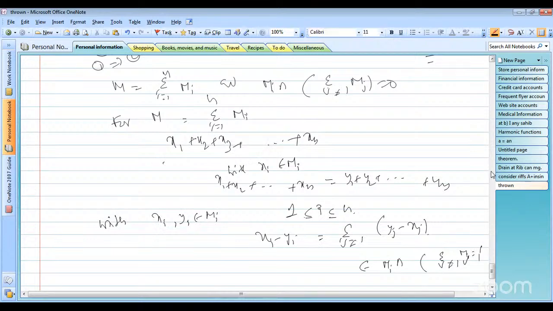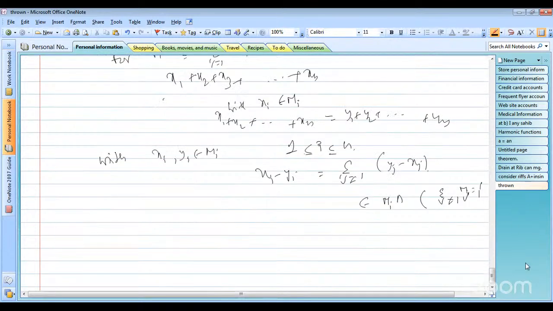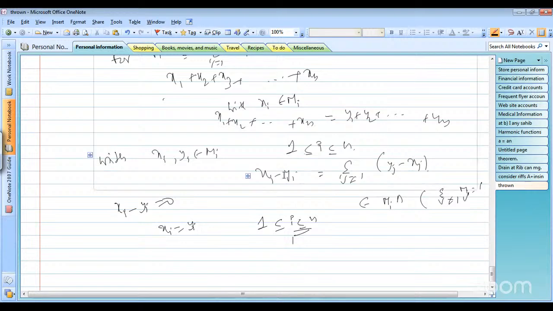So therefore these conditions are satisfied here. Their condition, xi minus yi equals the sum over j not equal to i of yj minus xj, means it belongs to Mi intersection the sum over j not equal to i of Mj. Hence xi minus yi is equal to 0. Therefore xi is equal to yi for all 1 less than or equal to i less than or equal to n. So the condition is satisfied here.